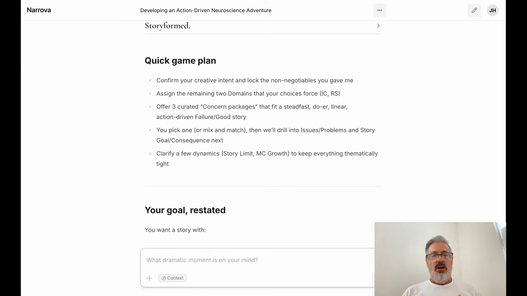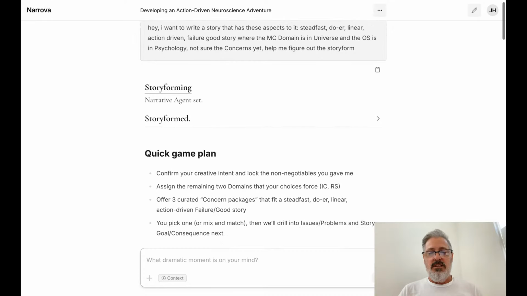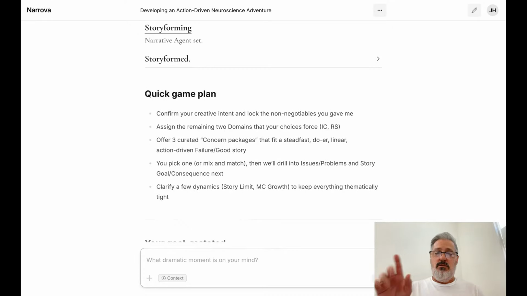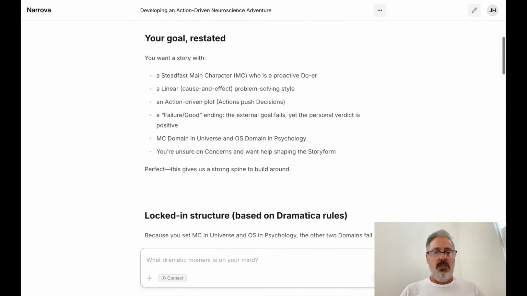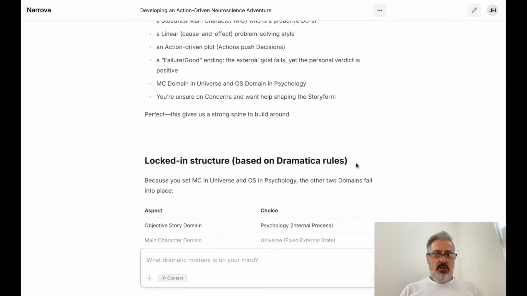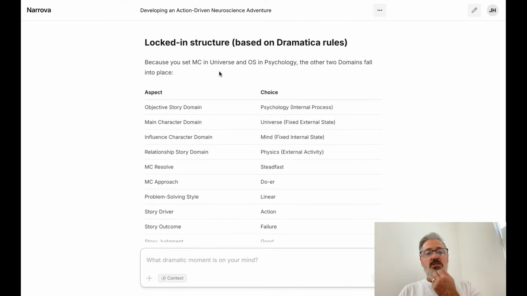So that'll be interesting. Offer 3 curated concern packages. Because I didn't have the story form completely figured out, it's going to suggest 3 different ideas for 3 different areas. And then you pick one, then we'll go into goal consequence and clarify a few of the dynamics. Again, it'll restate the goal and lock in the structure based on Dramatica rules. Because you set the main character in universe and the objective story in psychology, the other two domains fall into place. The objective story domain is perfect, that's exactly what we wanted to find out.